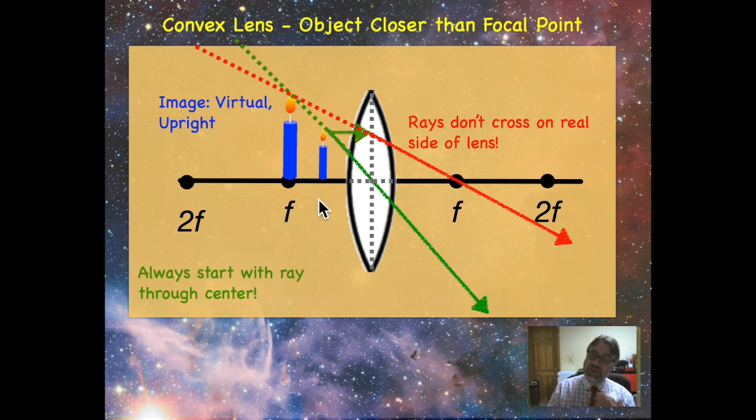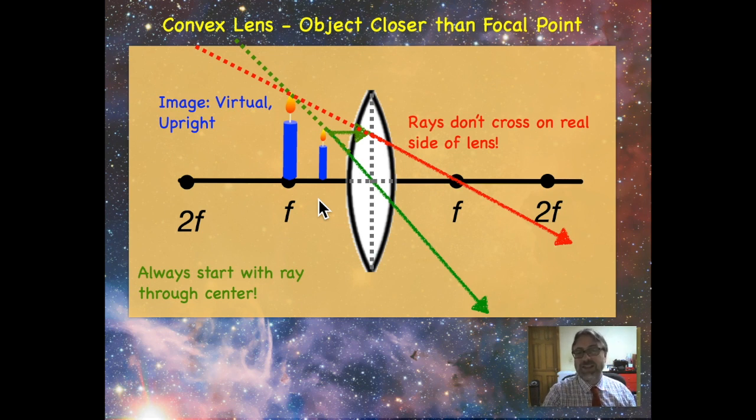Remember, when we dealt with mirrors, the real image was always on the same side as the object. Well, that's because the way a mirror works, the light bounces off the mirror. But for a lens, the light passes through the lens, so the real side is on the opposite side of the lens. So again, you just can't look at the picture. You have to think about what the light is doing.